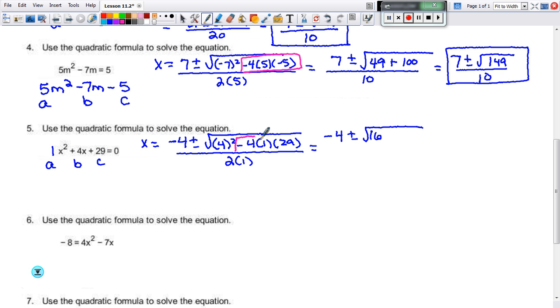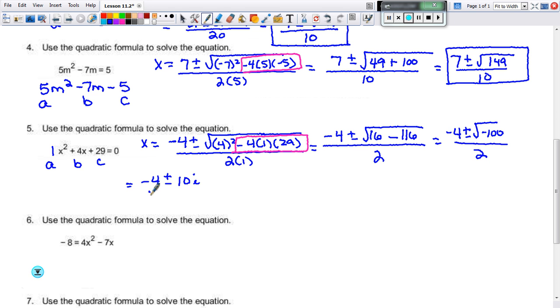Everything after that gets multiplied together. Signs first. So a negative, and then 4 times 29 is 116. All over 2. So you get negative 4 plus or minus the square root of negative 100 over 2. So you get negative 4 plus or minus, take the negative out of the radical by calling it I, and the square root of 100 is 10, so that's 10I over 2.